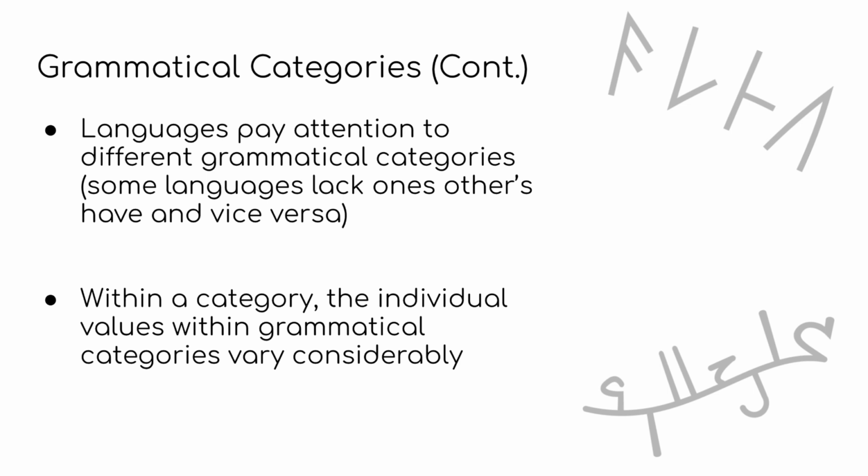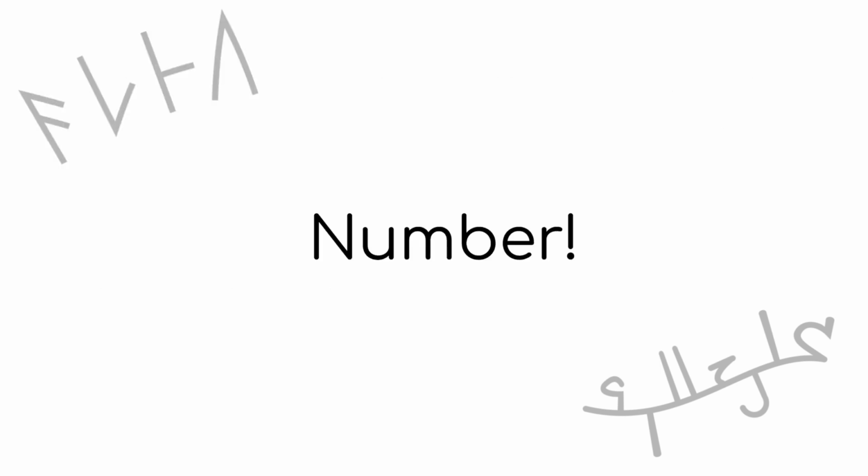Not all languages share the same grammatical categories, so some languages may care about categories that aren't important in other languages, and vice versa. The properties within a given grammatical category can also vary substantially between languages, and some languages make very, very fine distinctions. To illustrate this, let's take a look at our first nominal grammatical category, number.